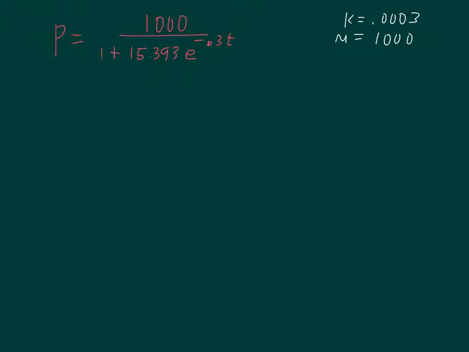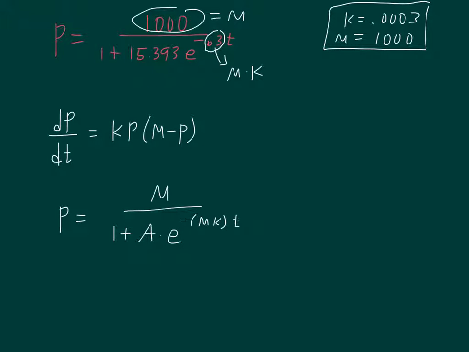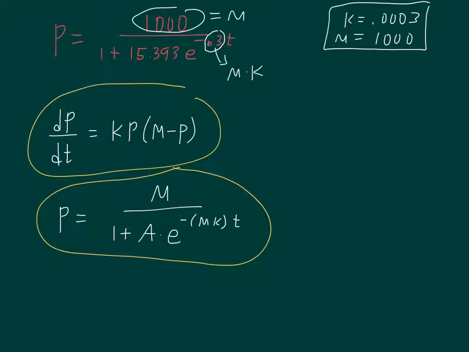So here again is our solution to this differential equation. Recall from earlier that we said that the K value is 0.0003 and the carrying capacity M was 1,000. Notice how the numerator here is M, and notice how this number between the negative and the T is really the M times the K, right? The 1,000 times that 0.0003. So if we generalize here, if this is our differential equation, then this is going to be the template of our solution. Now guys, the good news is you are not going to have to go through that entire laborious process of integrating like we just did.